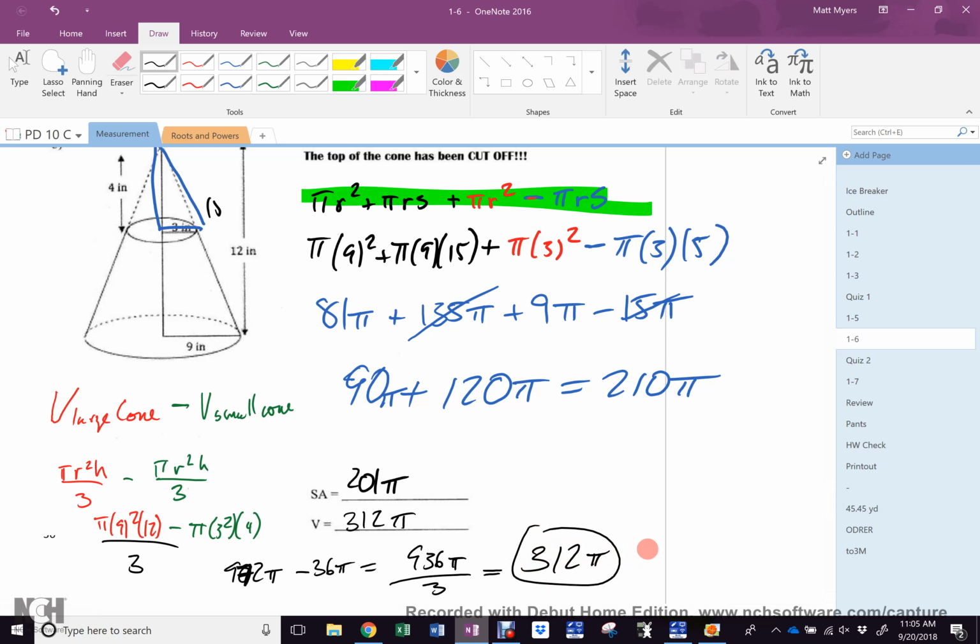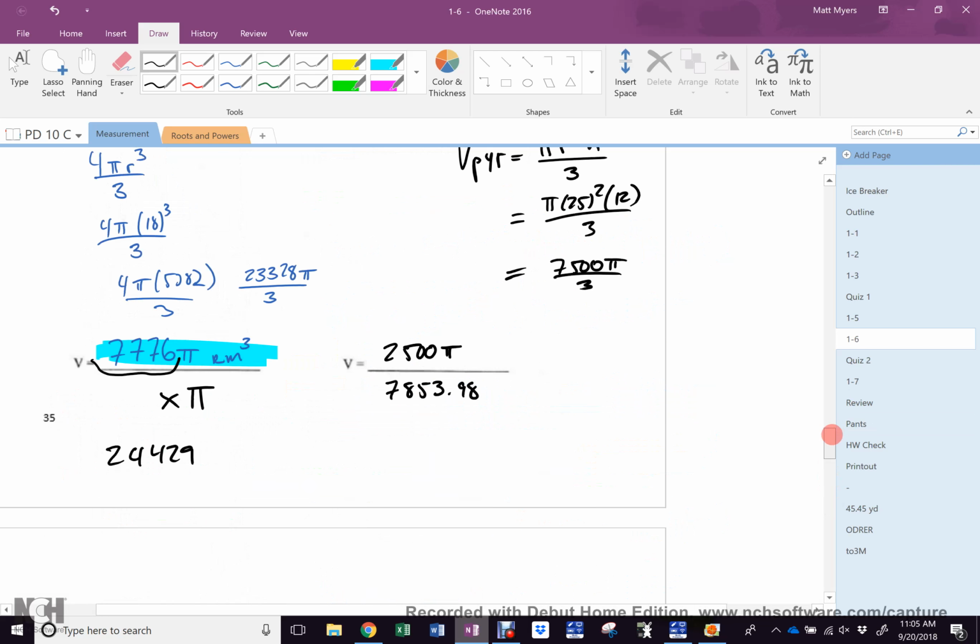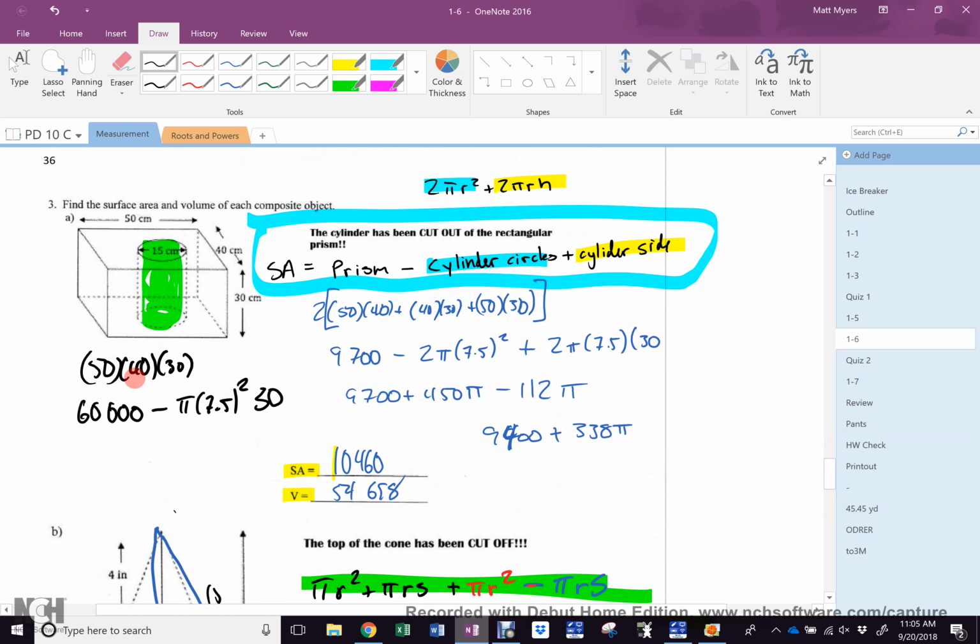Questions? $40 times 50 is 2,000. 2,000 times 3 is 6,000. Add a 0, 60,000. Well, did you subtract the right area? Did you do 7.5 squared times 30 times pi? Well then, you didn't do the right area.